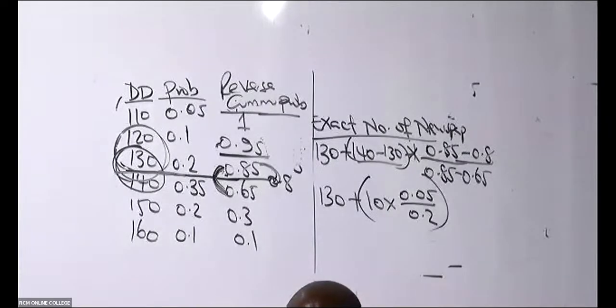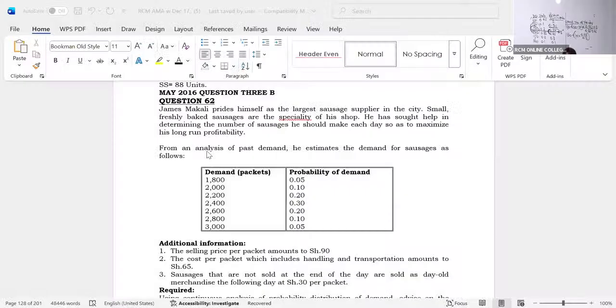Because discrete means we don't allow decimal places. So May 2016, question number 3B. Have we gotten the question itself? May 2016, question number 3B. Have we gotten the question?